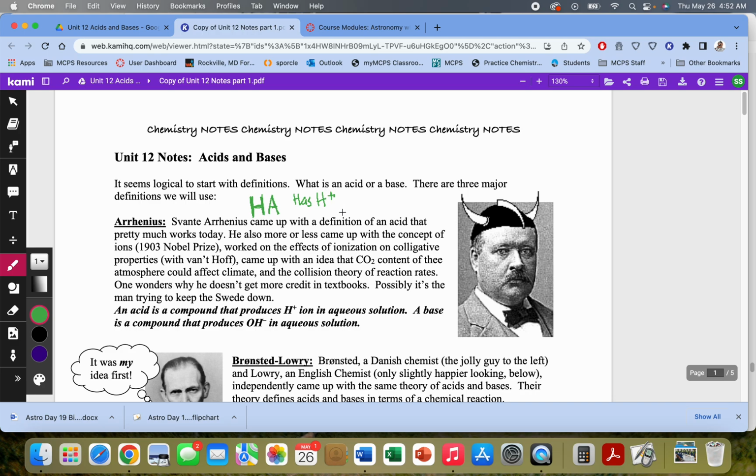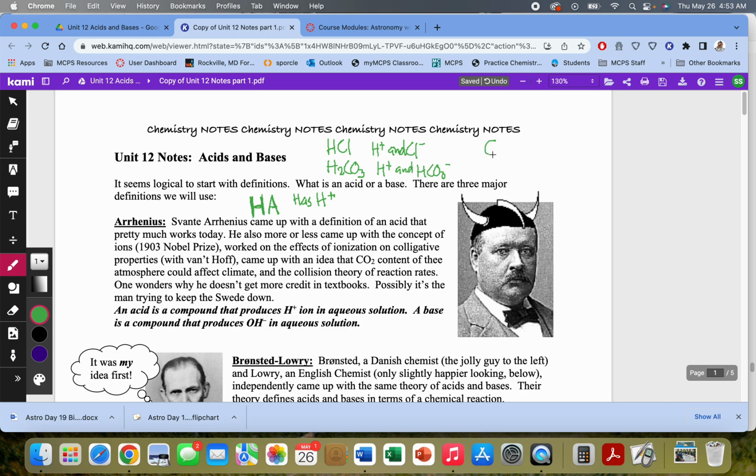Another way of looking at it is that it creates H plus ion in water, but we're going to focus mostly on just the idea that if we look at the formula, we can tell if it's an acid because it has H plus. So when you see an acid, you think of things like HCl, which is H plus and Cl minus. If you think of H2CO3, you have H plus and bicarbonate ion, HCO3 minus. So you have these things that have H plus ion in them.